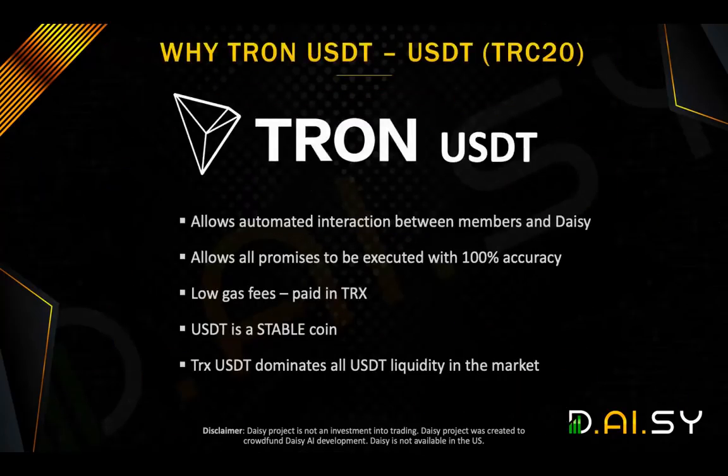Now, why Tron USDT? It's important to understand that USDT is the cryptocurrency. We call it Tron USDT because it has to be transacted on the Tron blockchain. So I would use the term that you're going to see on the exchanges, which is USDT on the TRC20 network. That's on the Tron blockchain. You see, it allows automated interaction between members and Daisy, but it also allows all promises to be executed with 100% accuracy.